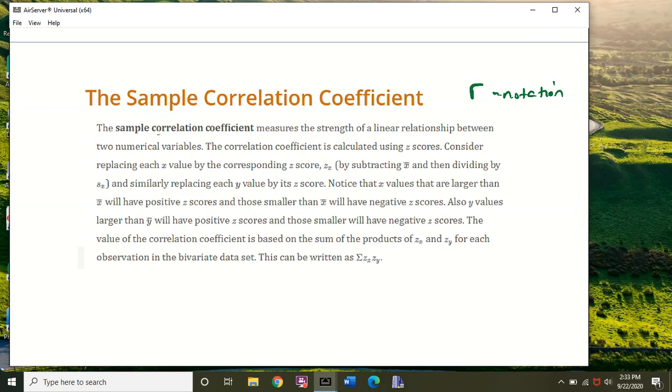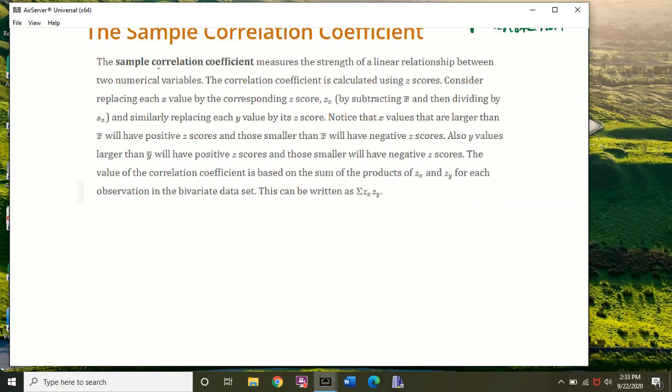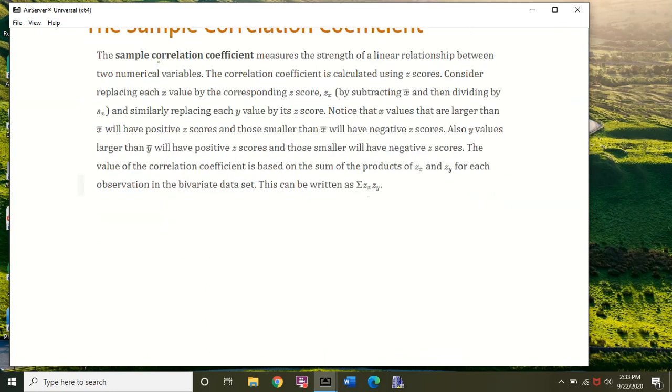The value of the correlation coefficient is based on the sum of the products of the z-scores for x and the z-scores for y for each observation in the bivariate data set. This can be written as the summation of zx times zy. Now let me explain this a little further in detail for you.